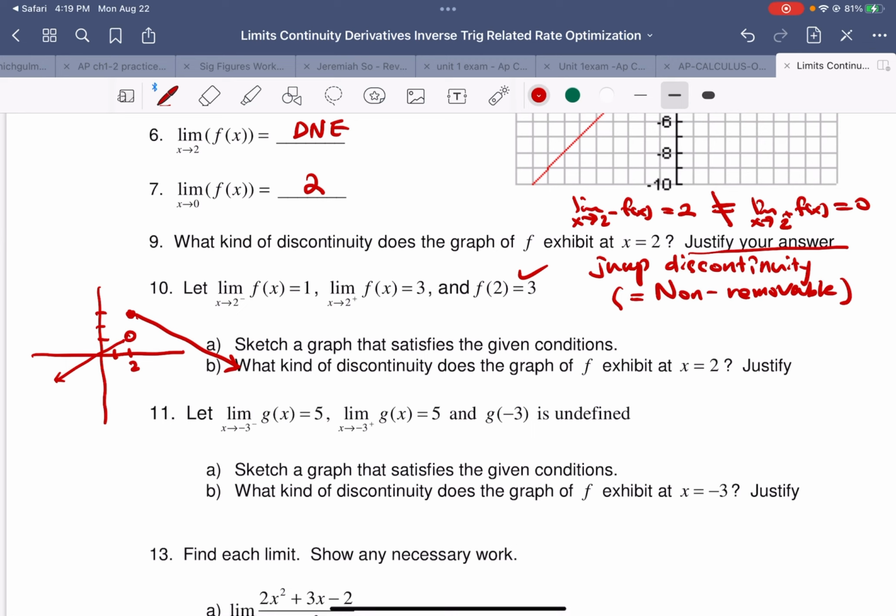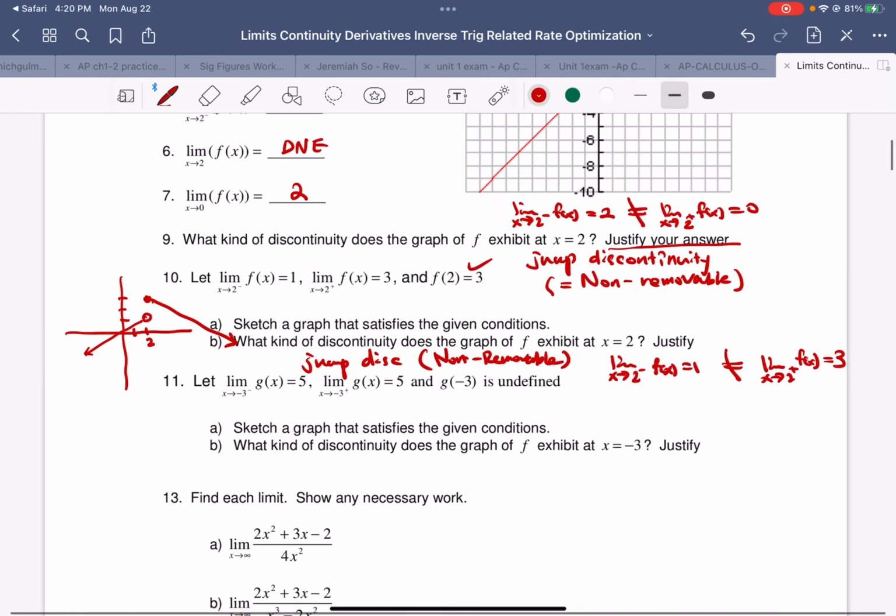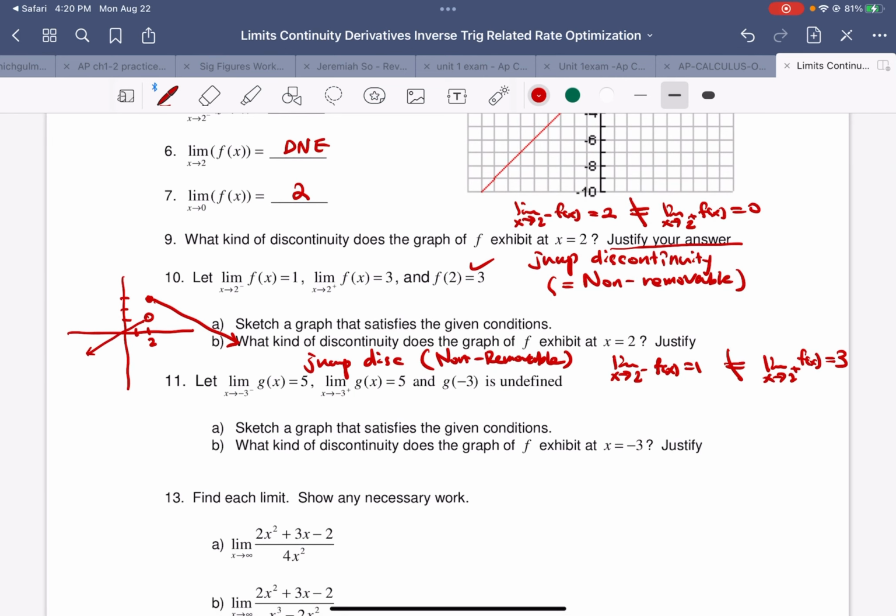Now, what kind of discontinuity does f exhibit at x equals 2? So this is also jump discontinuity, or you can say non-removable discontinuity. Justify, you can do the same way. As x approaches 2 from the negative side, your f of x is 1, which is not equal to the limit as x approaches 2 from the positive side of f of x, that is 3. Okay, that justifies there is a jump discontinuity at x equals 2.